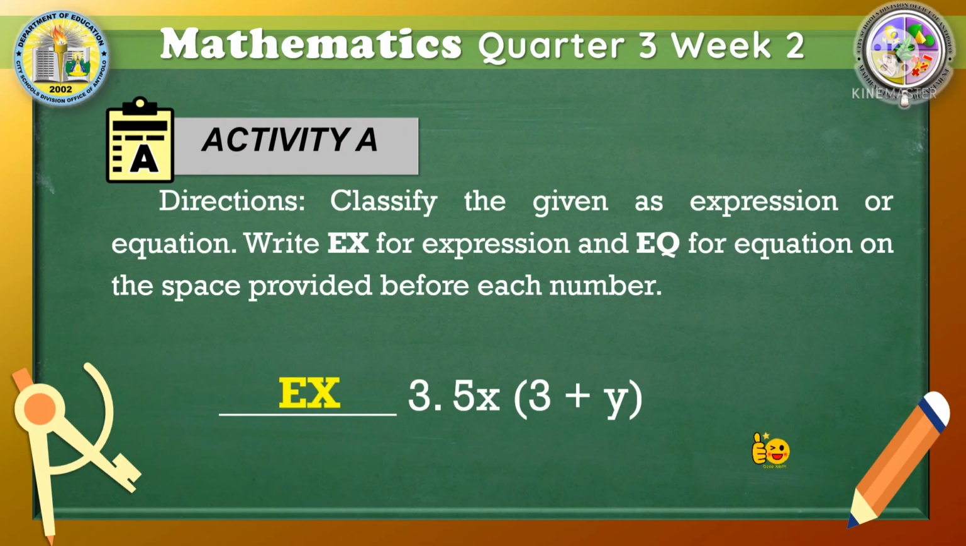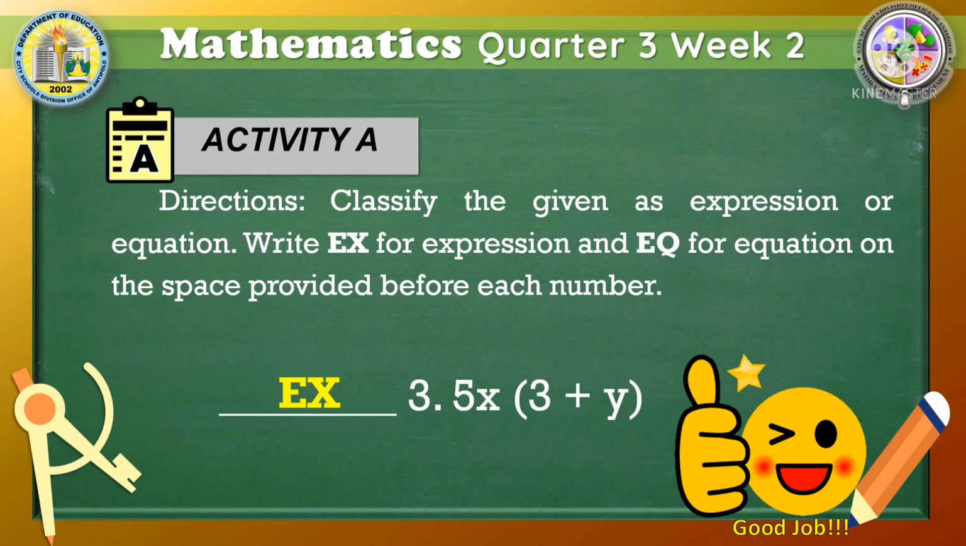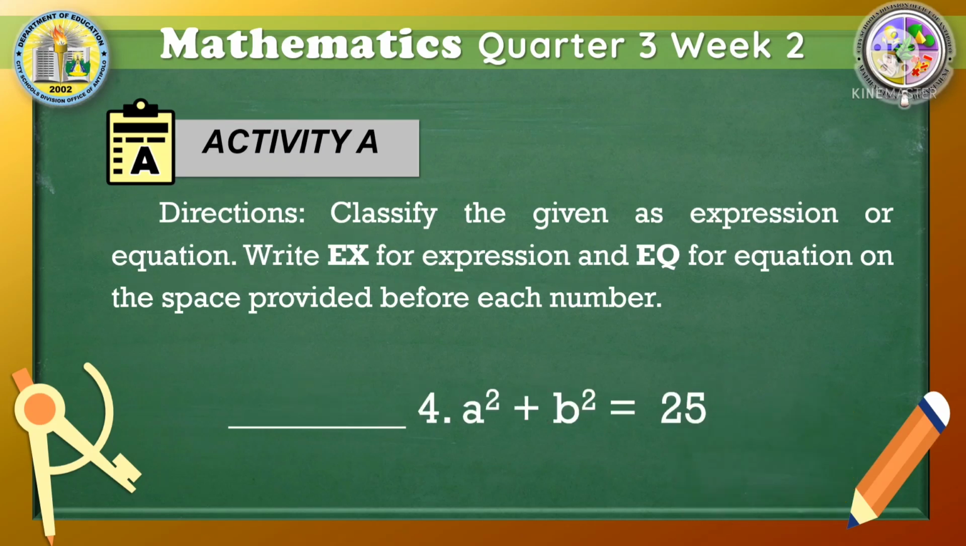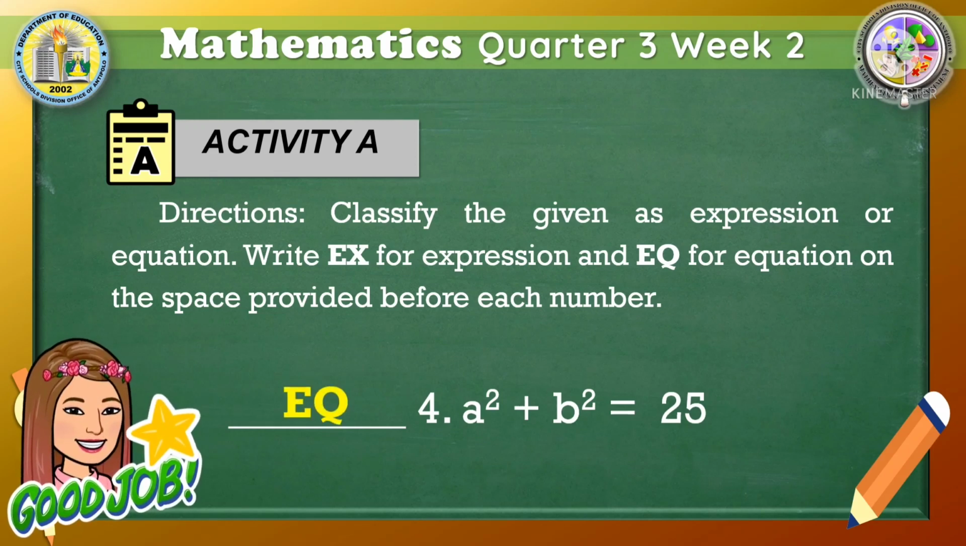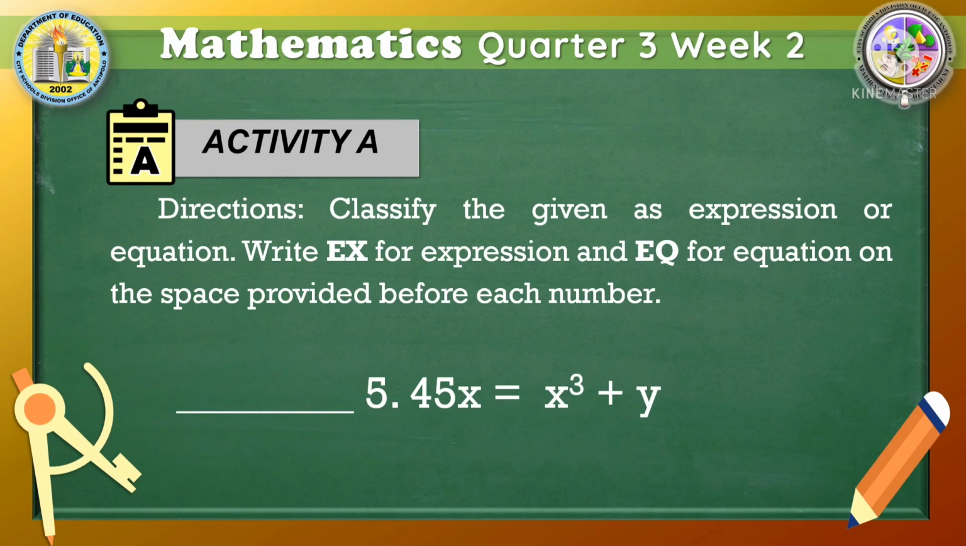Good job! Next, we have in number 4, a squared plus b squared is equal to 25. The correct answer is EQ. Good job! Last, we have 45x is equal to x cubed plus y. The correct answer is EQ. You're doing great!